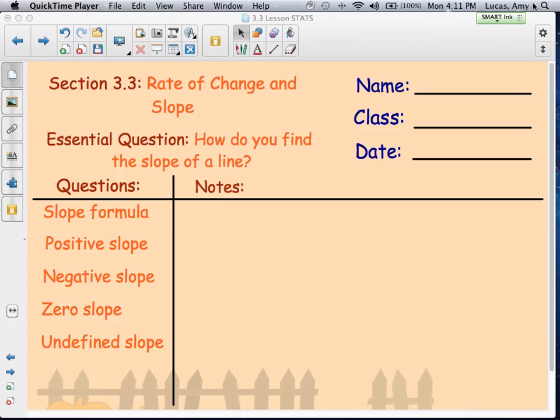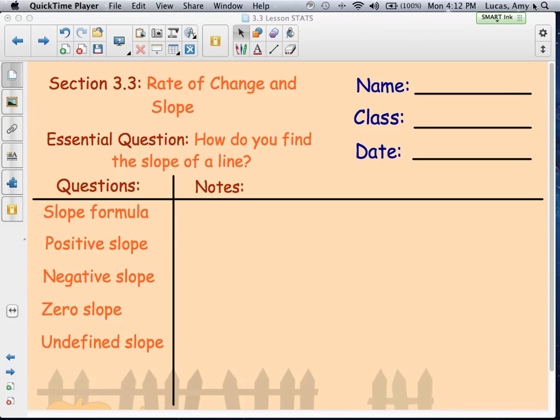Lesson 3.3, Day 2, Rate of Change in Slope. The essential question is, how do you find the slope of a line? Well, in our Day 1 lesson, we kind of already did that. Because, to be honest with you, the rate of change and the slope are really the same thing.